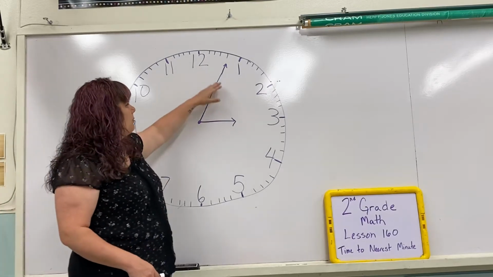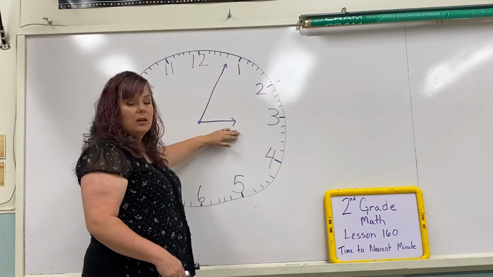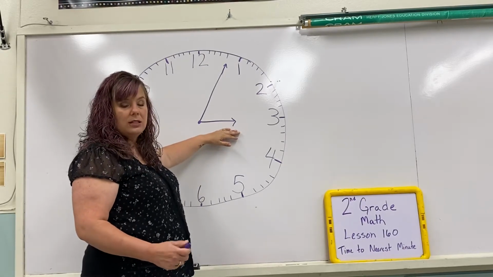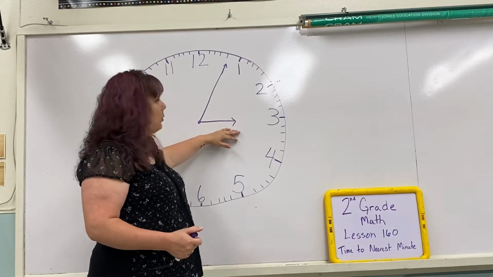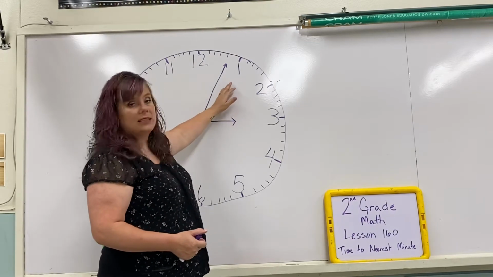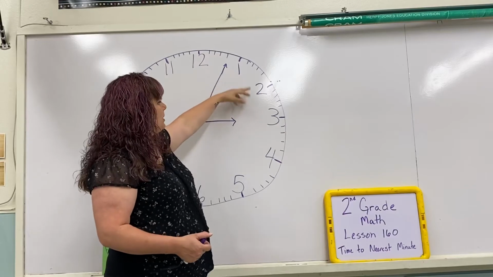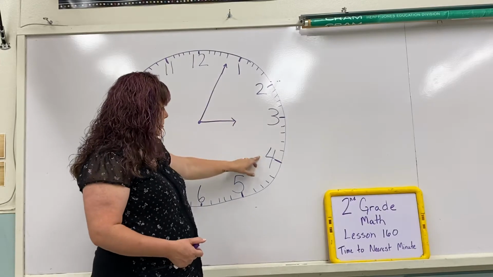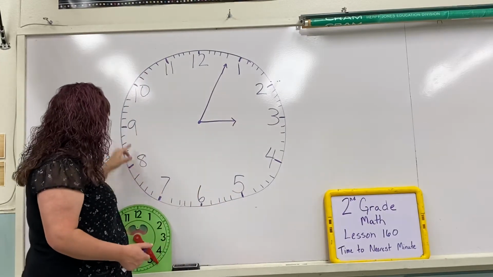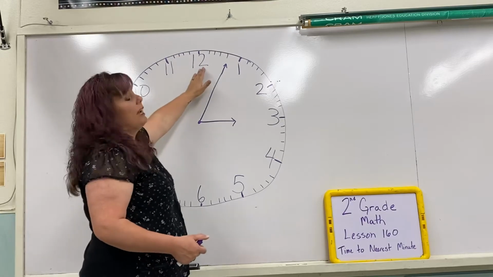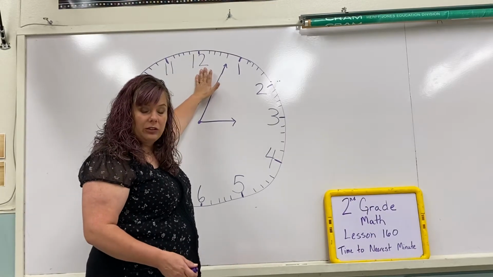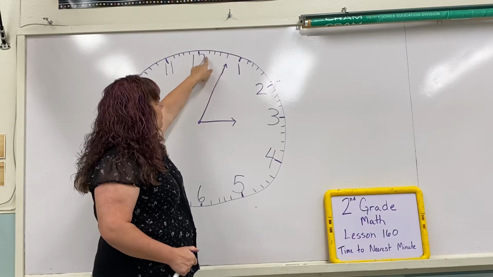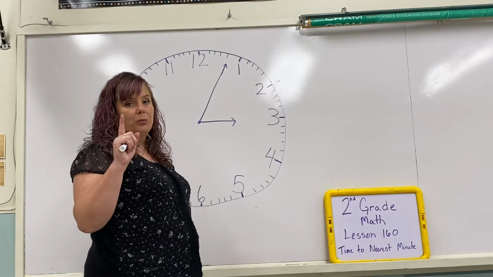Okay, so remember, the small hand tells what the hour is, and the big hand tells the minutes. Now, if the big hand is at one of the big numbers, we just count by 5s, right? 5, 10, 15, 20, 25, 30, 35, 40, 45, 50, 55, and back at the 12 is o'clock. That's the start of a new hour, okay? But if the big hand is pointing to one of the small tick marks, we count by 1s.